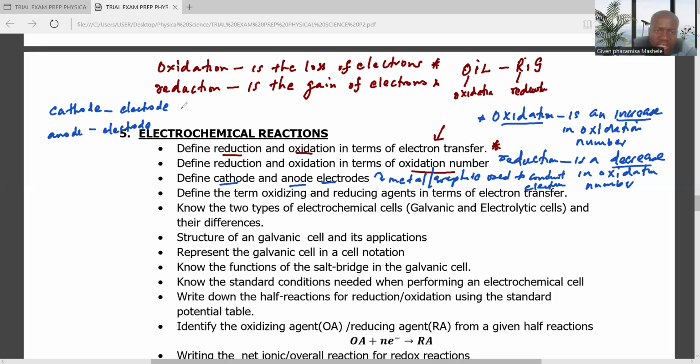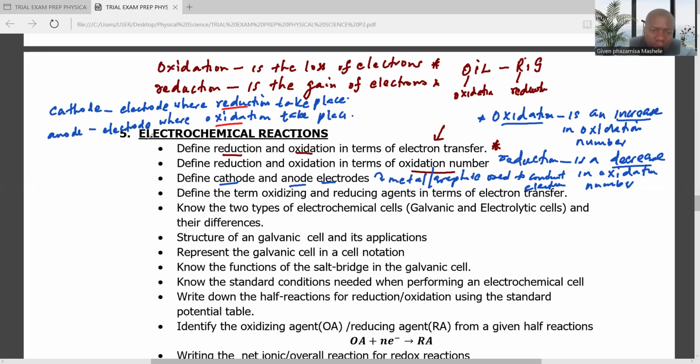So a cathode is an electrode where reduction takes place, where there is a gain of electrons. It is an electrode where reduction takes place. Anode is an electrode where oxidation takes place. So you need to be able to know this, ladies and gentlemen. It's very important to be able to understand that.